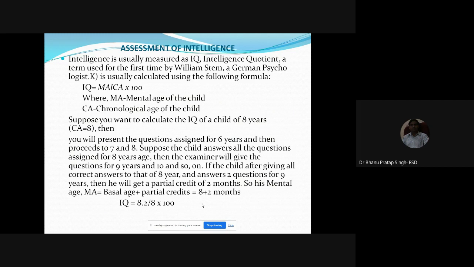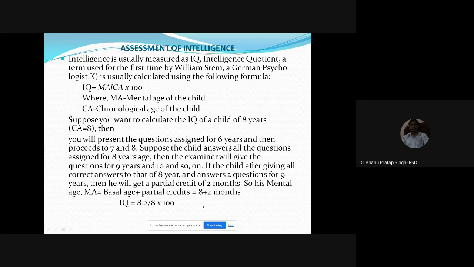Intelligence is usually measured as IQ, intelligence quotient, and you know it was first used by William Stern, who was a German psychologist, and he devised one formula that IQ equals MA divided by CA into 100. MA is mental age and CA is chronological age. So what is mental age? What is chronological age? We are taking one example.